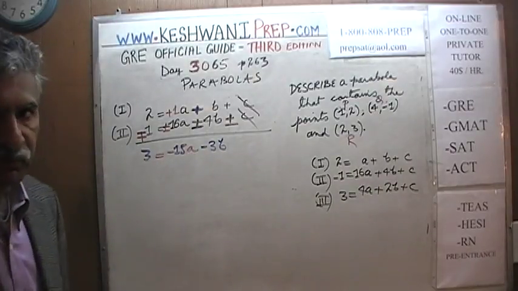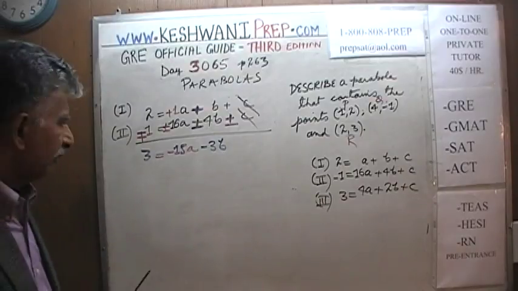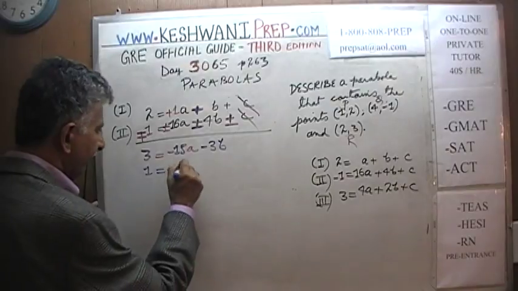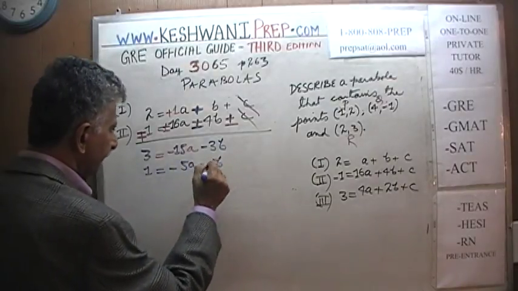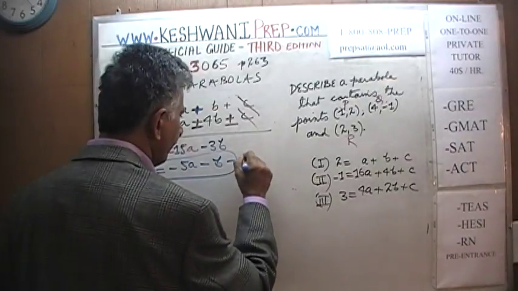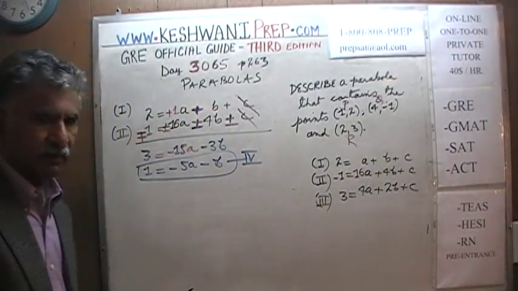They all have a factor of 3 in common. Let's divide the entire equation by 3. When we divide the entire equation by 3, we get 1 is equal to negative 5a minus b. And let's call this equation 4. You must label your equation, otherwise it gets very confusing.